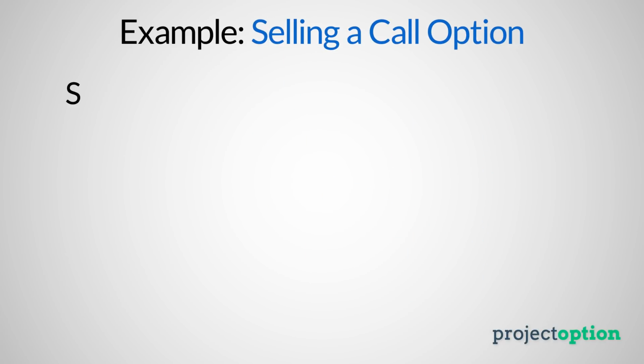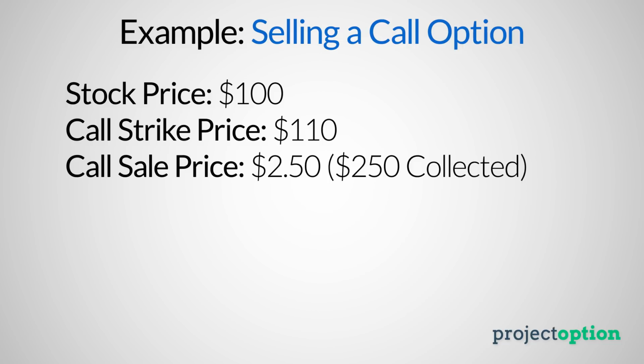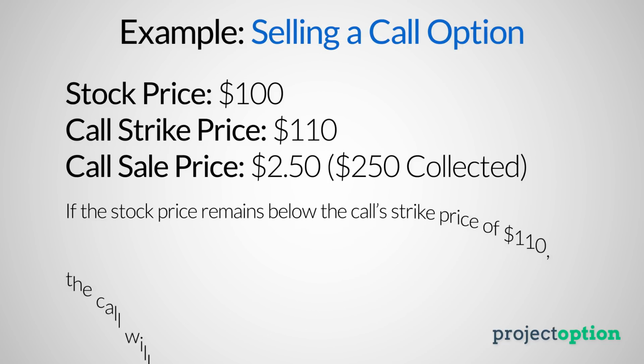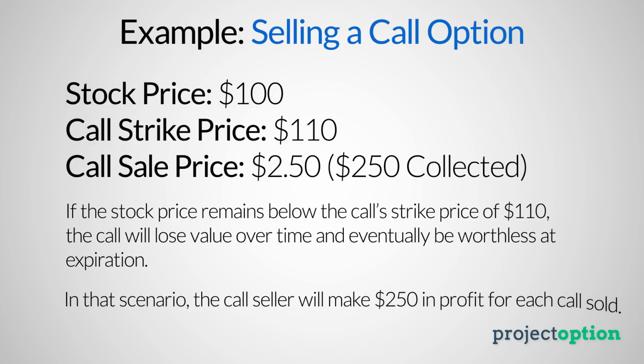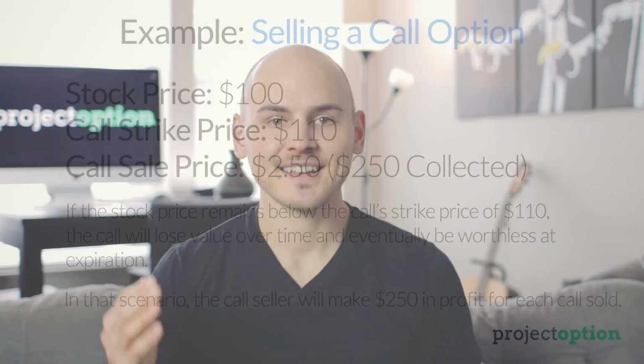So as an example, if we have a $100 stock and a trader sells the 110 call for $2.50, if that stock price remains below the 110 call's strike price of $110, that option will steadily lose value over time, because there's less and less probability that the stock price will increase, therefore resulting in the 110 call becoming valuable at some point. Now at expiration, if the stock price is below the call's strike price of $110, that option will be worthless because, as we discussed earlier, there's no value in being able to buy shares above the current stock price, and at expiration, an option with no real value will be worthless.